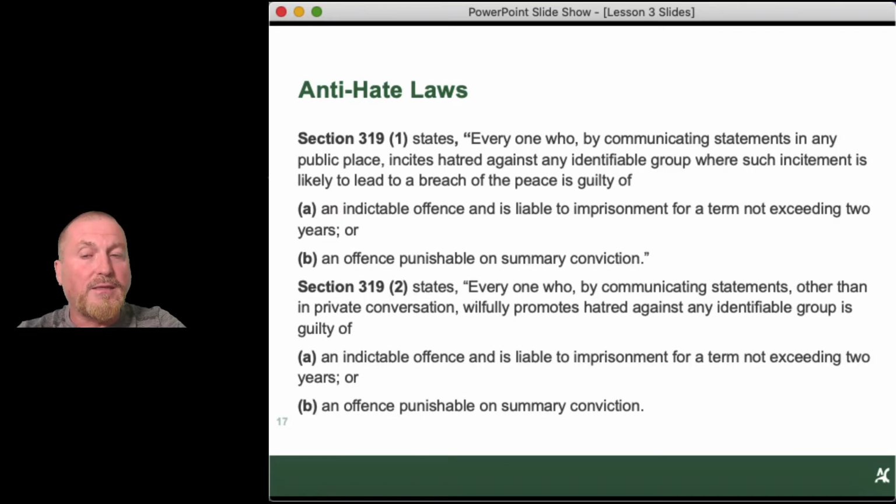Section 319.1 states everyone who, by communicating statements in any public place, incites hatred against any identifiable group, where such incitement is likely to lead to a breach of the peace, is guilty of an indictable offense and is liable to imprisonment for a term not exceeding 2 years, or an offense punishable on summary conviction. Section 319.2 states everyone who, by communicating statements other than in private conversation, willfully promotes hatred against any identifiable group is guilty of an indictable offense, or an offense punishable on summary conviction.